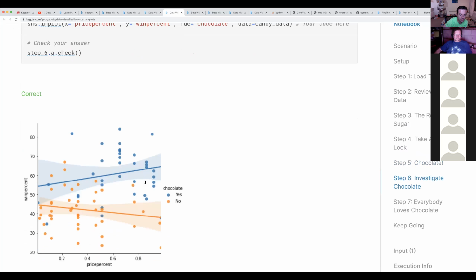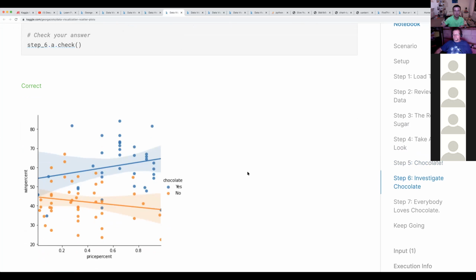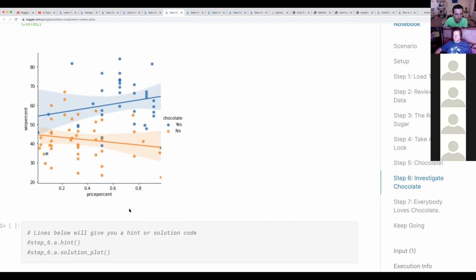So we want to create now two regression lines, one for each subpopulation, whether it contains chocolate or not. In blue is the population that contains chocolate. A regression line with a positive slope means that the more expensive a candy that contains chocolate is, the more popular it is. And the opposite is the case for the candy that doesn't have chocolate. The more expensive a candy that doesn't have chocolate is, the less popular it is. See, the orange line is downtrending. Oh, that's interesting.